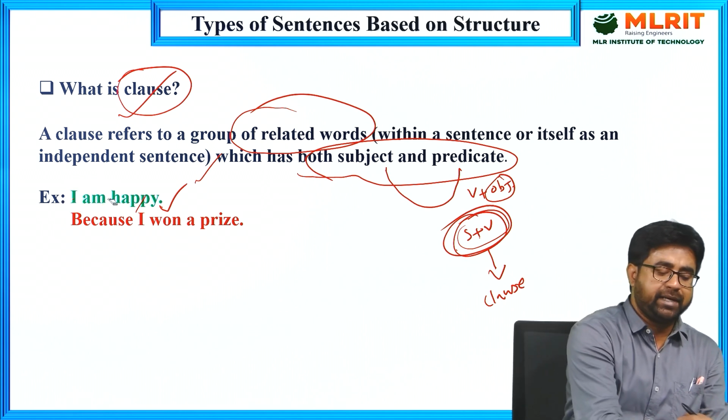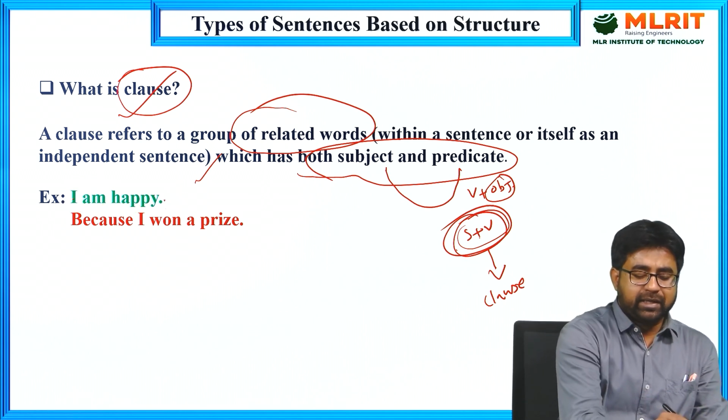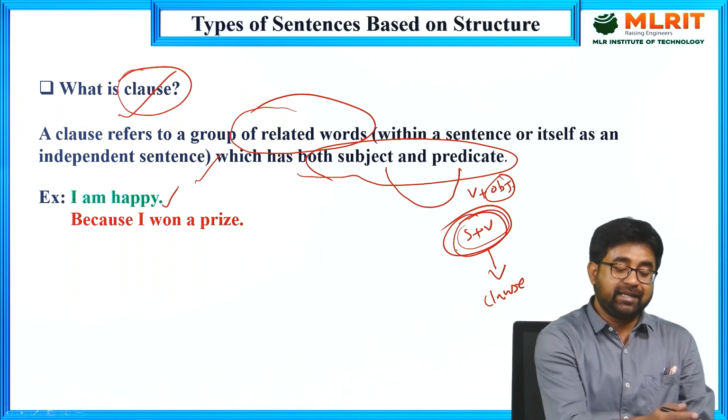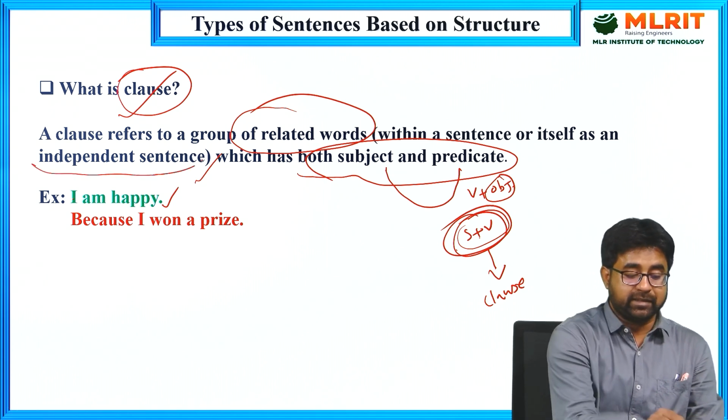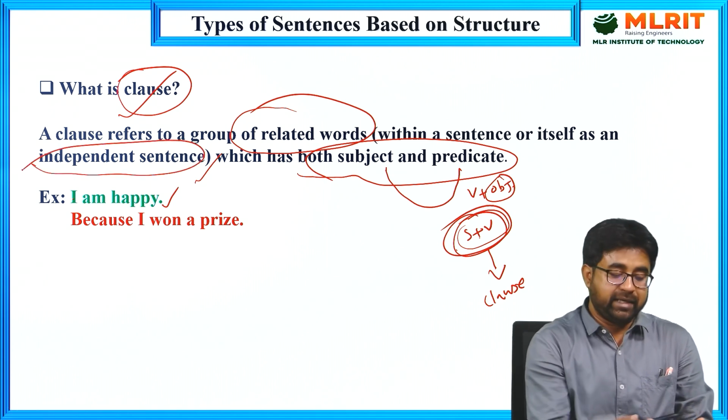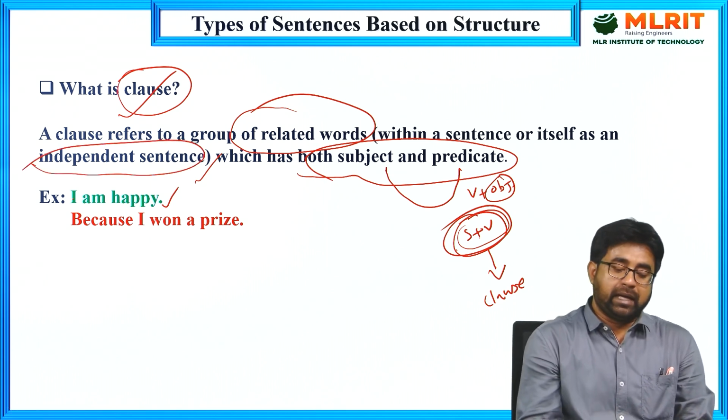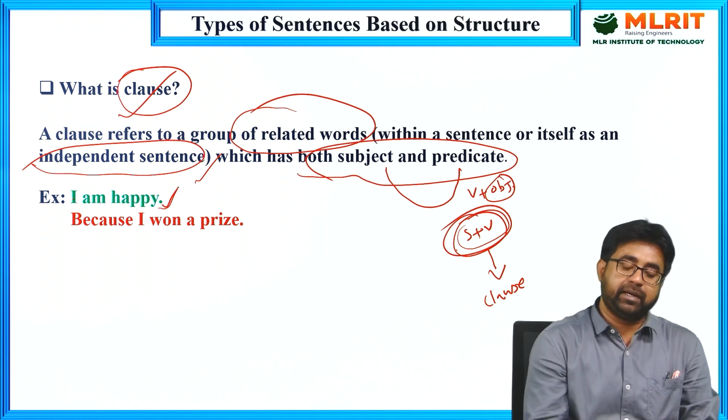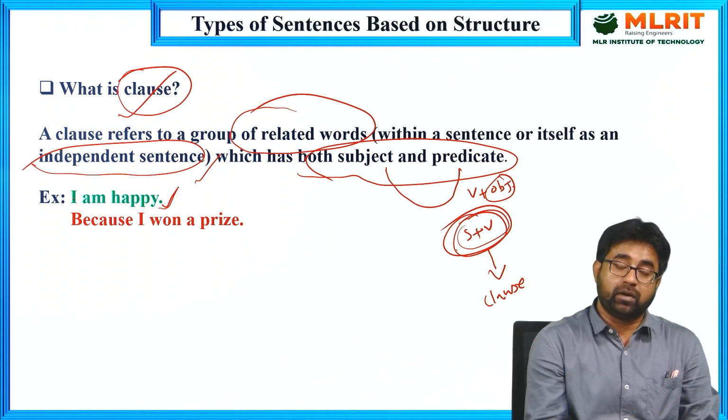Now let's see what kind of clause it is. I can call it an independent clause. Why? Because it can stand also as an independent sentence. It is perfectly fine, right? It is conveying a complete thought as an independent sentence. So that's why it's an independent sentence also, or independent clause.